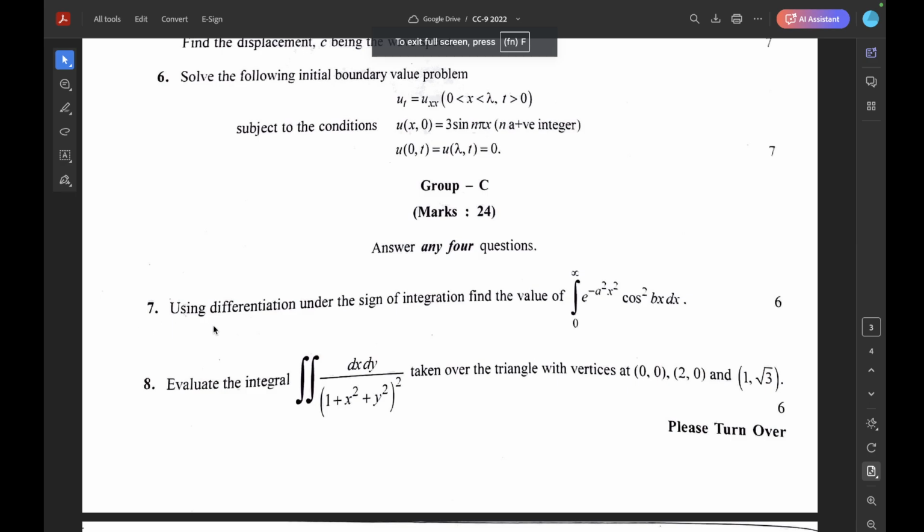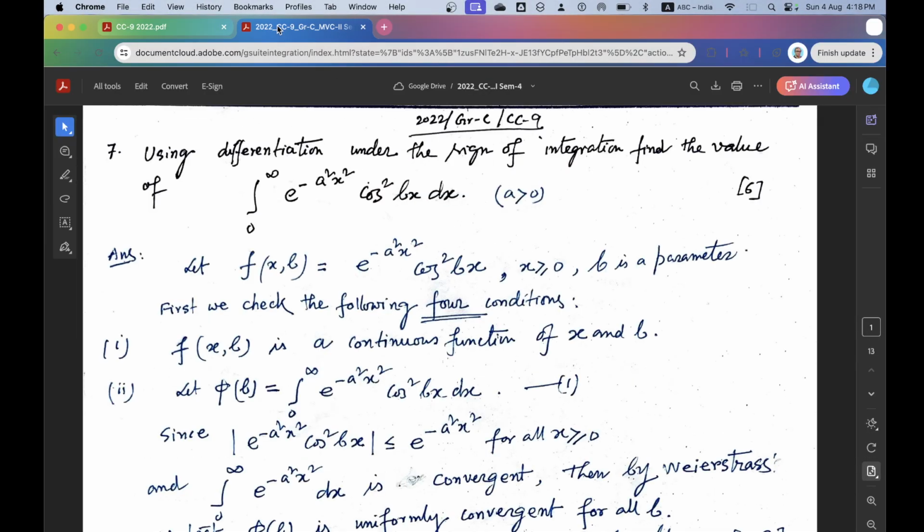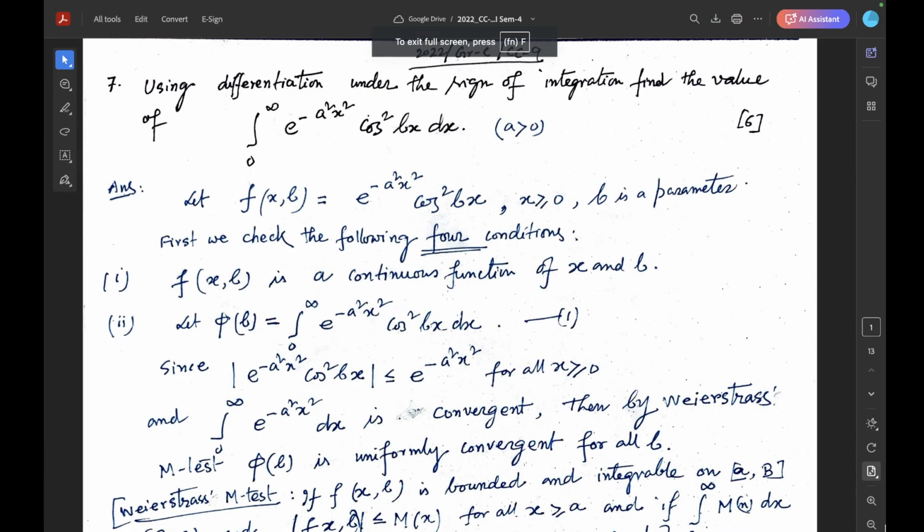Question 7. Using differentiation under the sign of integration, find the value of the integral from 0 to infinity of e to the power minus a square x square cos square bx dx. Let f(x, b) equal e to the power minus a square x square cos square bx, x greater than or equal to 0. b is a parameter.